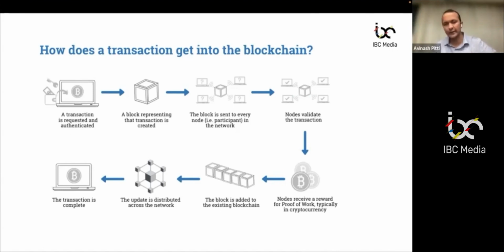So it's authenticated. Now, once the block is created and it is sent to the node, a node which builds the network validates this transaction. The node receives a reward, right? So there are, again, proof of work, proof of stake, proof of identity. There are so many consensus mechanisms respective to each and every network.